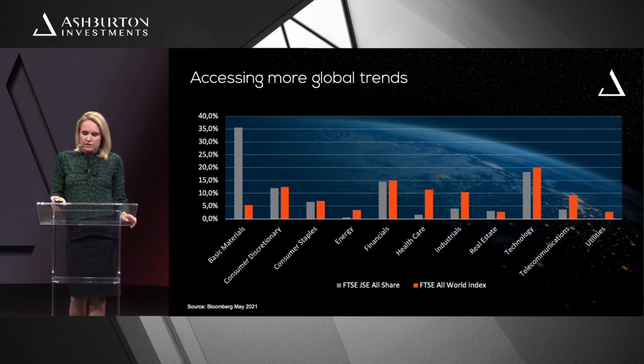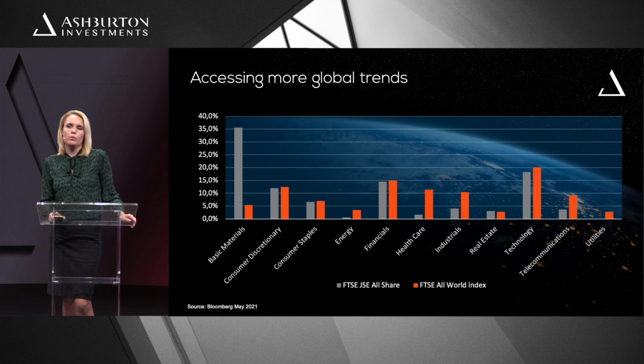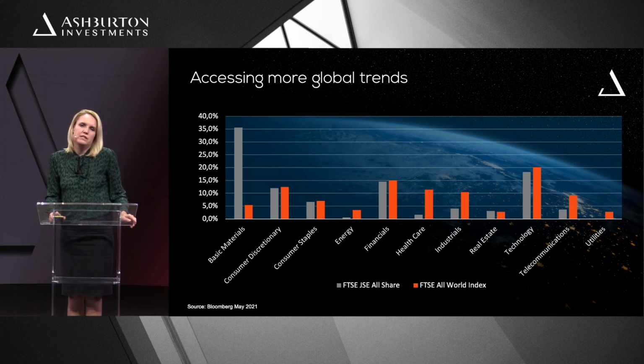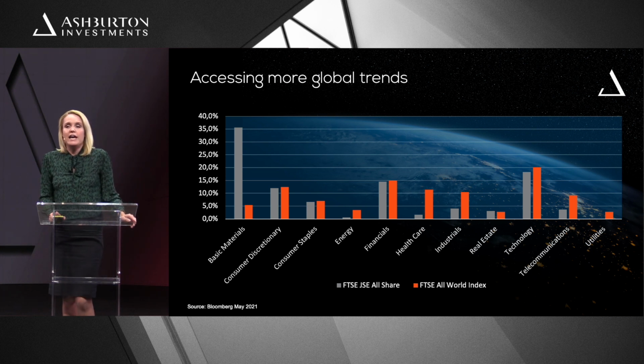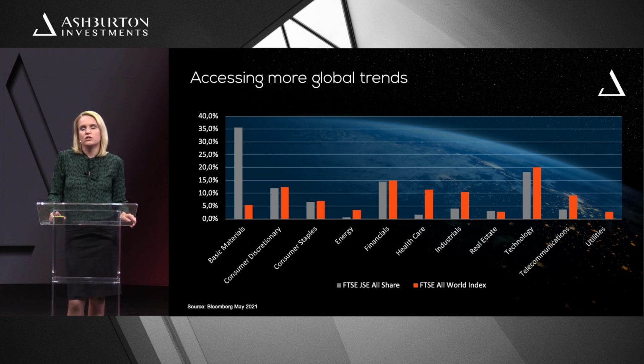Just looking at comparing the different sectors of the JSE All Share compared to the All World Index. As you can see, the JSE All Share is very weighted towards basic materials, which of course also means very weighted towards Chinese demand. When we look at the technology bars, even though both indices have a similar amount allocated towards technology, for the JSE that's mainly made up of one company, Naspers, which is also very reliant on China.